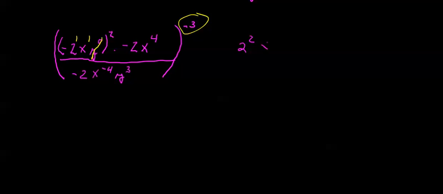x squared, because this is 1 times 2, 2. 1 times 2, 2. Times negative 2 x to the 4th. So I've gotten rid of this set of exponents, or parentheses, I mean. And I have negative 2, x to the negative 4, y to the 3.